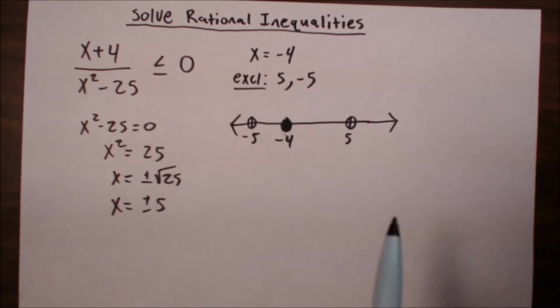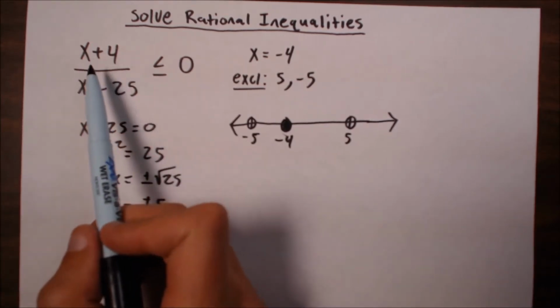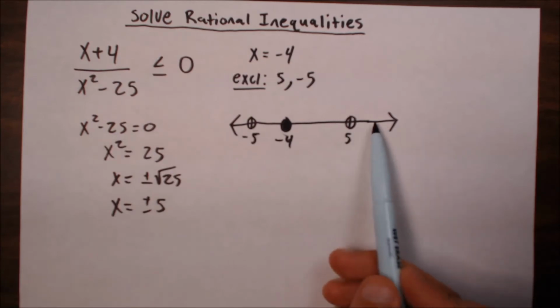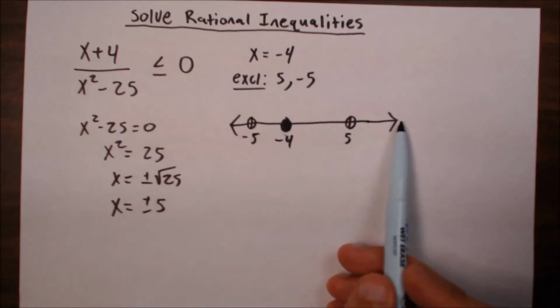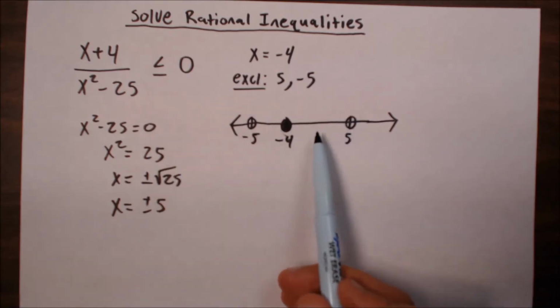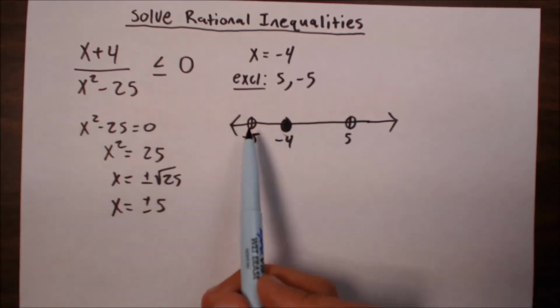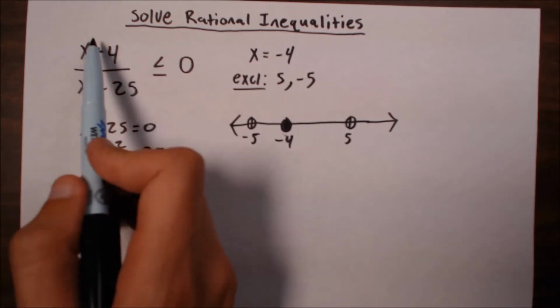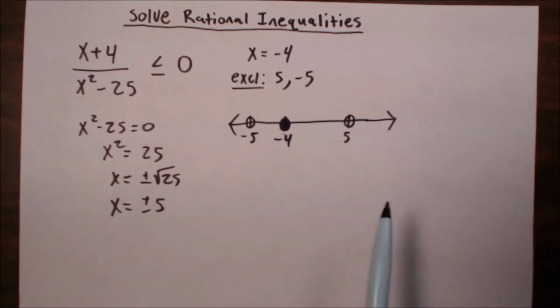So to do this, a lot of people say, we're going to do test points. And so they'll plug in a point that's out here, like a 6 or a 7, and see, is it less than 0? And then they'll plug in something between -4 and 5 and say, is that less than 0? And do the same thing for every potential interval. They'll actually plug it into the equation, work it all out, and find the answer.